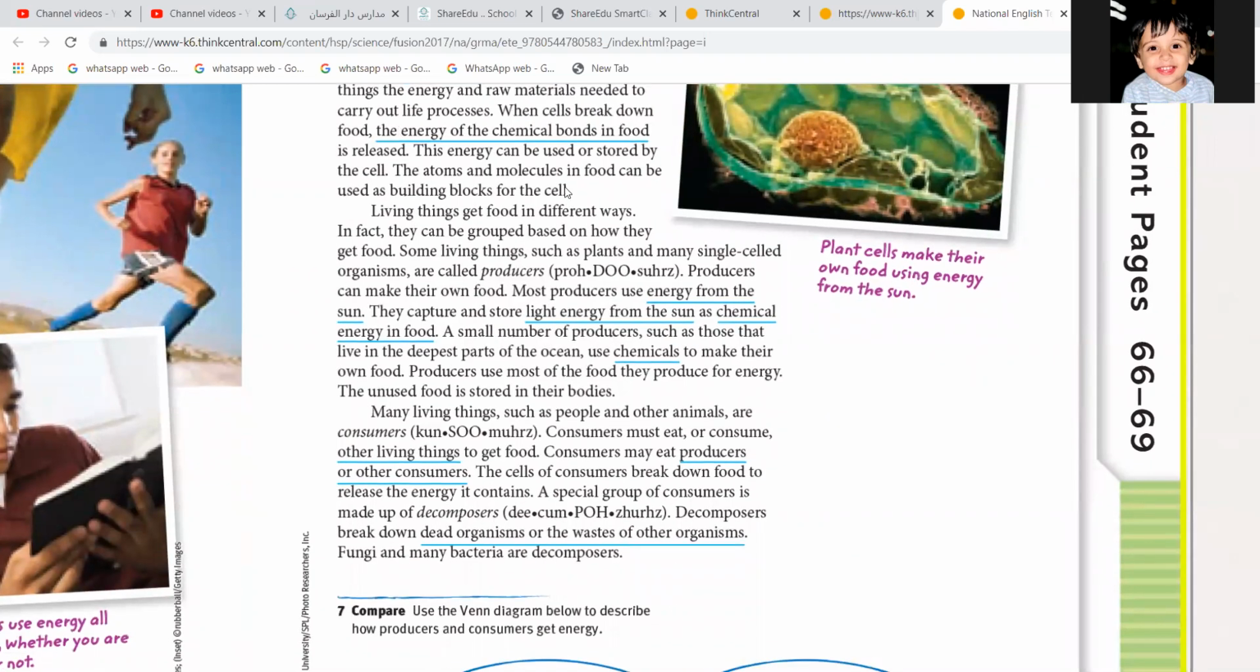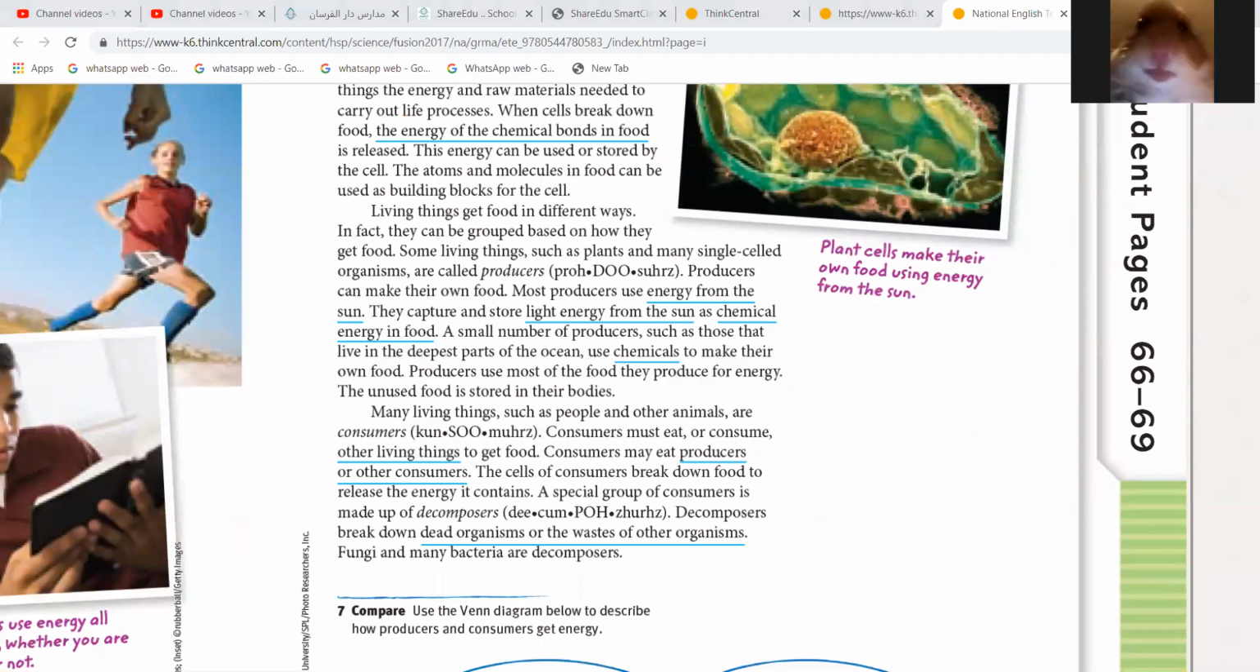Living things get food in different ways. In fact, they can be grouped based on how they get food. Some living things such as plants and many single-celled organisms are called... Girls, why are plants called producers?